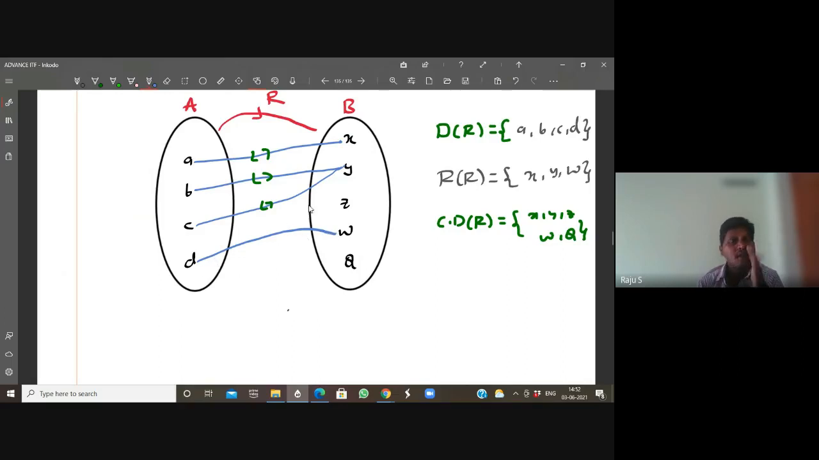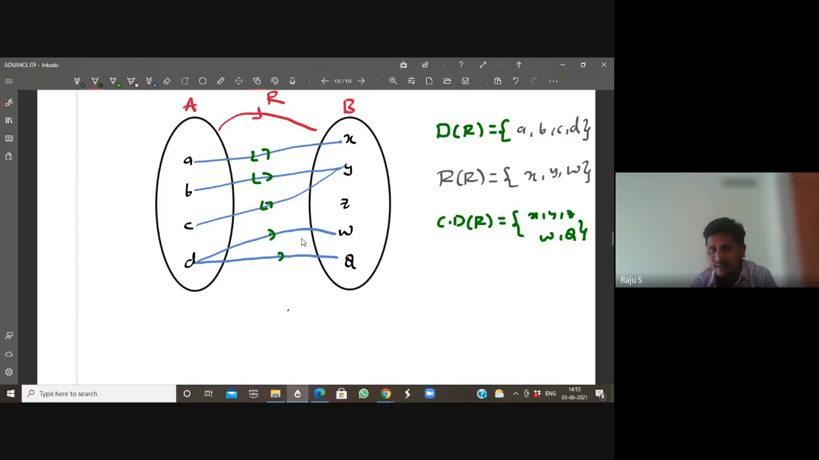Now see here, first the function. The function concept is the same as here. A function is a special case of a relation. In a function also, each and every element of A should have an image. But what is the condition? Can I say that if I take D to Q, it is a relation? Yes, it is a relation. But it is not a function.